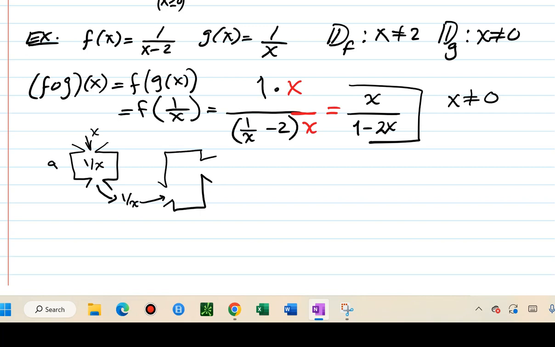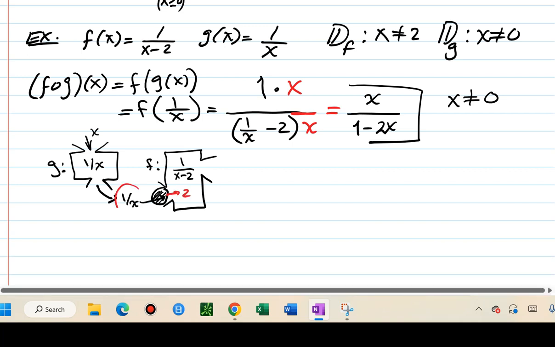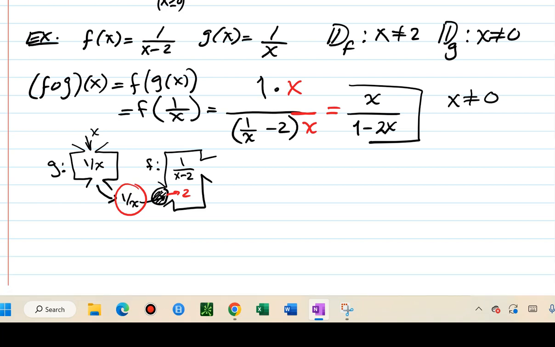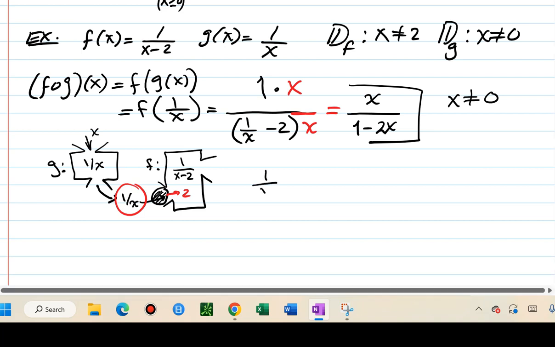I'm sorry, this is g, right? This goes into function f now. F does 1 over x minus 2. So the only thing that will block, if you will, that will jam this machine is if x is 2. Agreed? If x goes in as a 2, as a result of 1 over x, there comes a 2. 1 over 0 undefined. So we need to know when 1 over x can be 2. Multiply both sides by x, divide by 2.